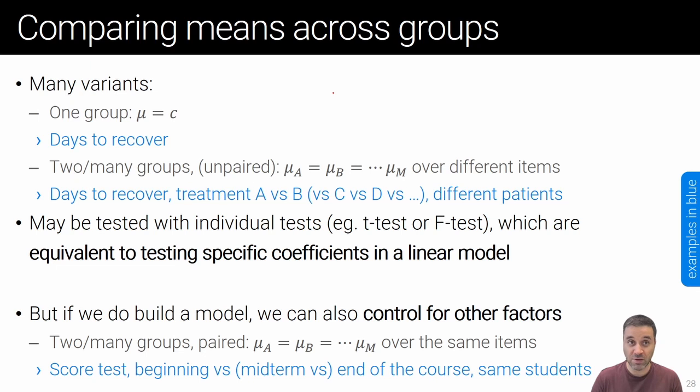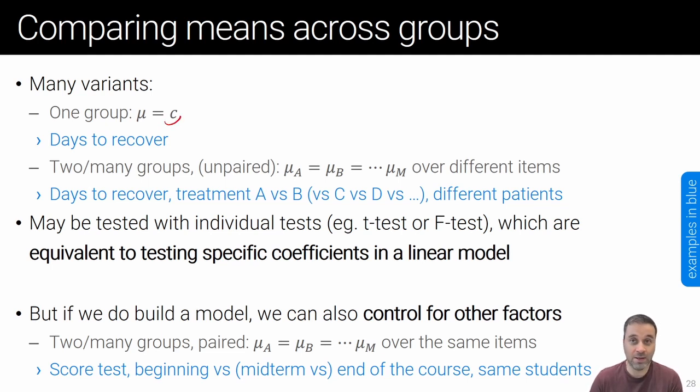So one of the uses of the linear model was to make comparisons across groups while controlling for other factors, right? So now that we know about accounting for the variability in the coefficients, let's see how that might affect our comparisons across groups. So we had many variants. Let's say we have only one group. We're just interested in estimating what's the mean for that group, some kind of constant C.